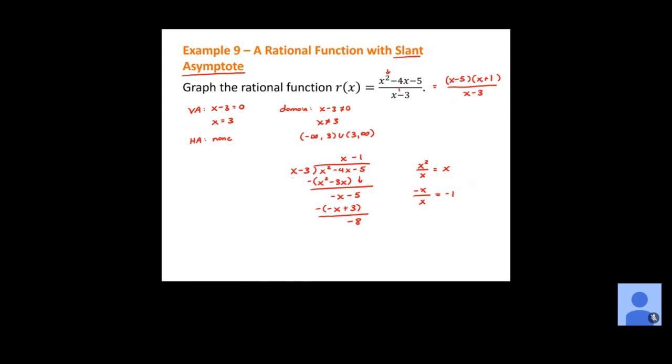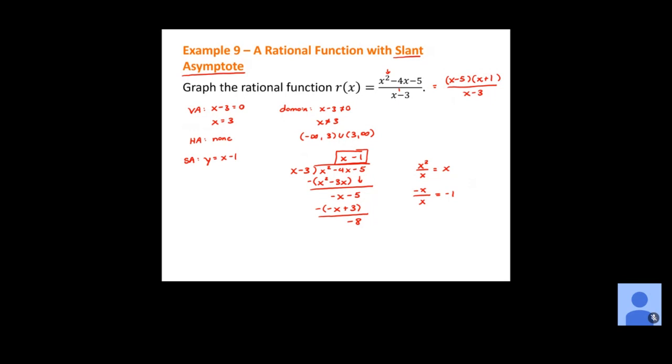No, right? -8 is not divisible by x, so we're going to stop right there. That's our remainder. But in this case, for our slant asymptote, all we really care about is the quotient. So it really doesn't matter what that remainder is. We only care about what's up here at the top now. So in terms of our slant asymptote, it's an equation. So it's going to be y equals x minus 1.